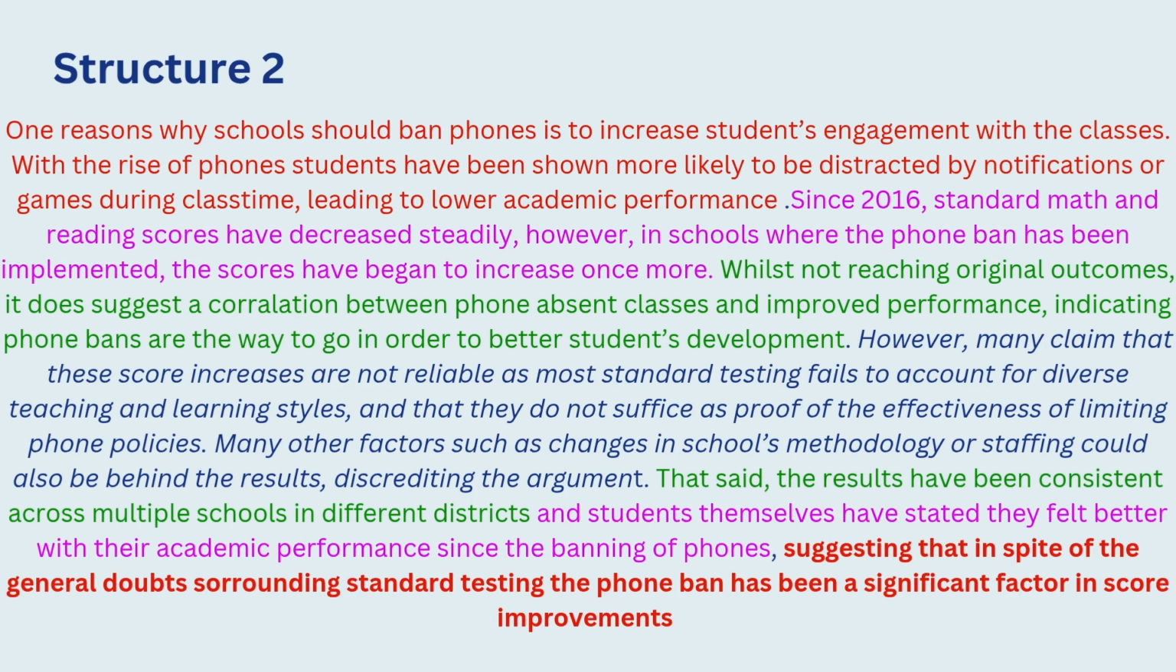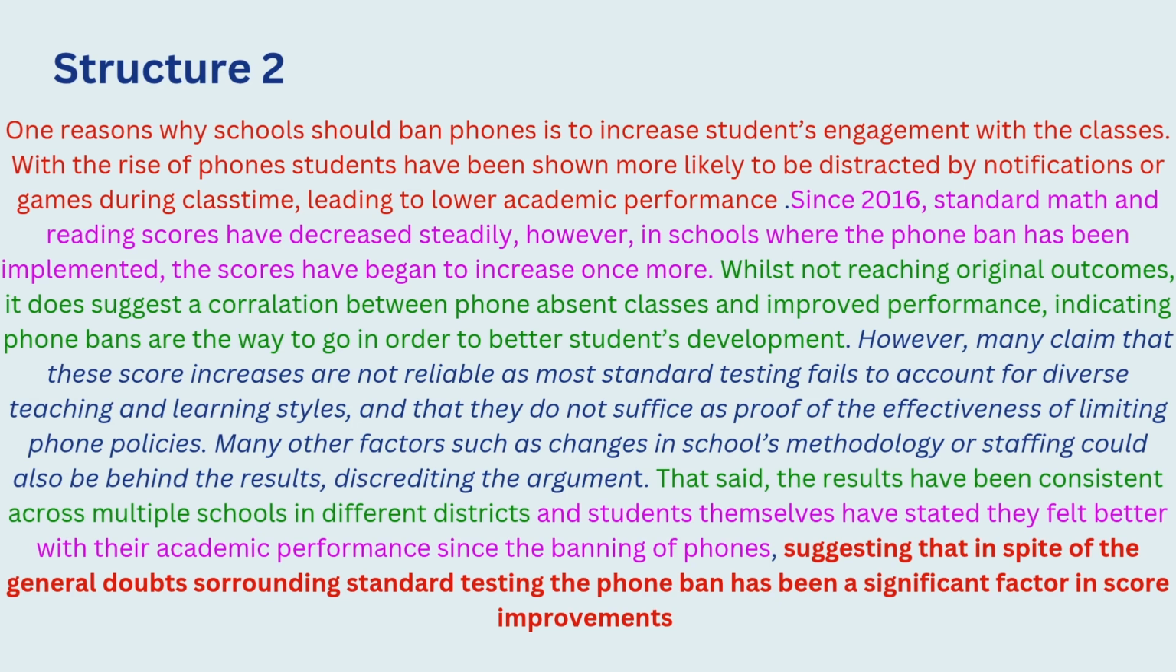Or a structure 2 paragraph would look something like this. One reason why schools should ban phones is to increase students' engagement with classes. With the rise of phones, students have been shown more likely to be distracted by notifications or games during class time, leading to lower academic performance. Since 2016, standard math and reading scores, it's the same as last. And then here's where it changes. You explain that, and then you would state your counter-argument.